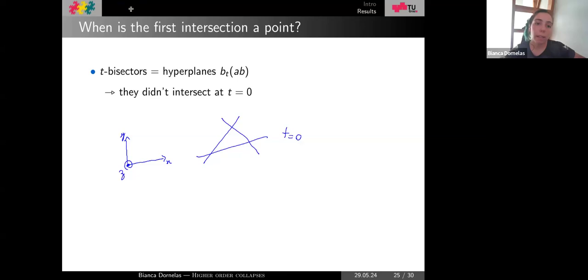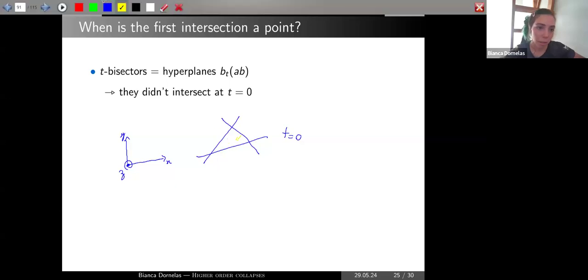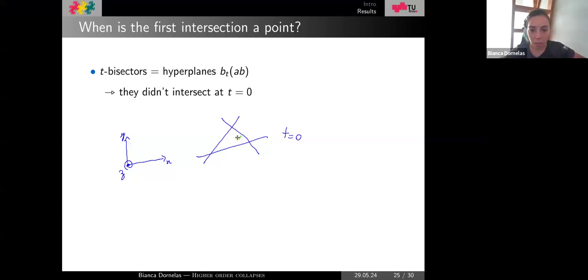Now, if we let the time grow, we are just shifting these hyperplanes, right? So we are just shifting these hyperplanes, and we are going to get something like this. And then eventually, what will happen is that they will actually intersect, right? We are going to have an intersection here in a point. And this is exactly what we want. So we want that a set of bisectors that do not intersect at t equals 0, when they first come to intersect, they will be a single point.